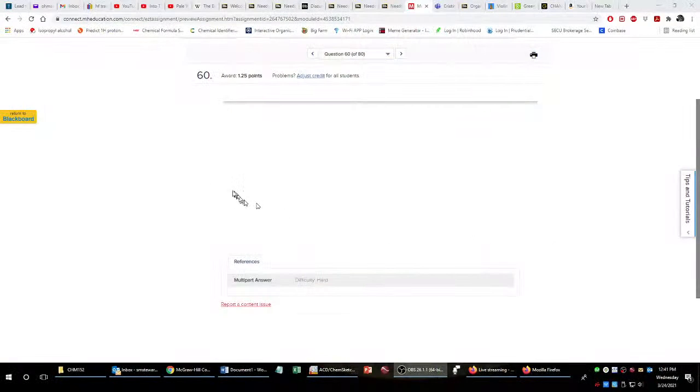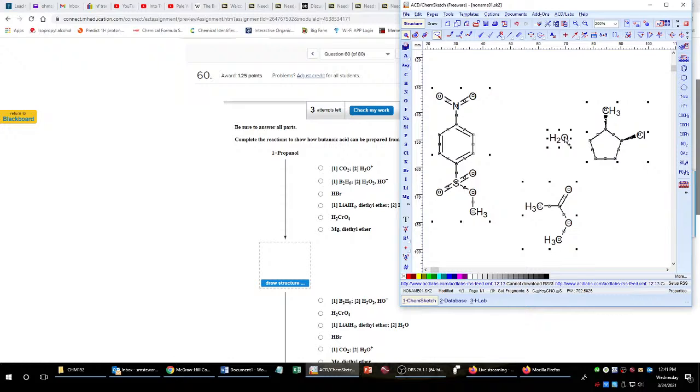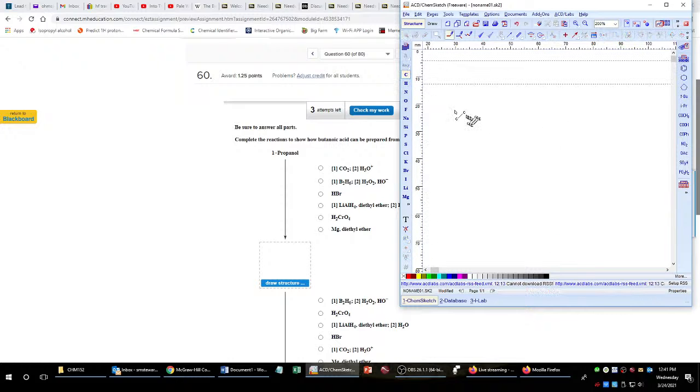All right, Orgo 2, question 60. Complete the reaction and show how butanoic acid can be prepared from 1-propanol. So we're starting with 1-propanol, which is 1, 2, 3 carbons, and we want to go to butanoic acid.